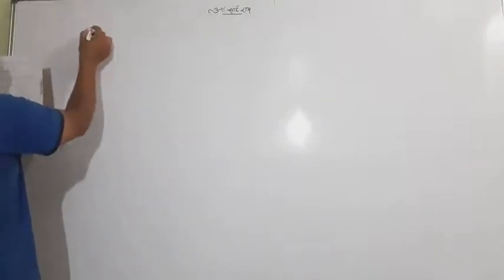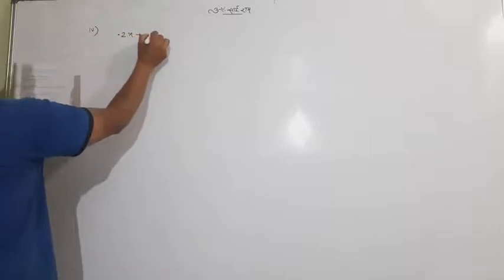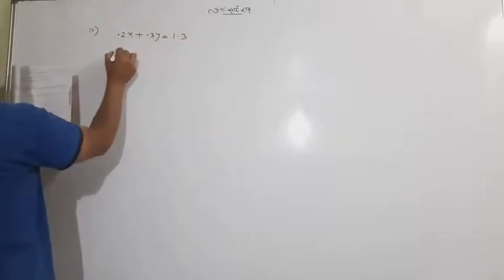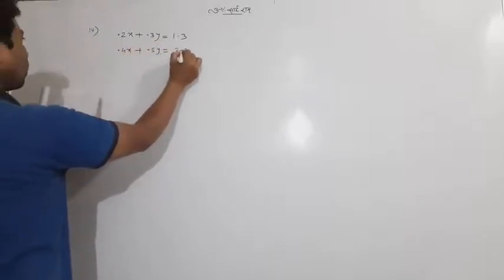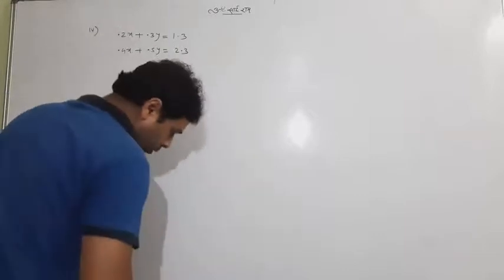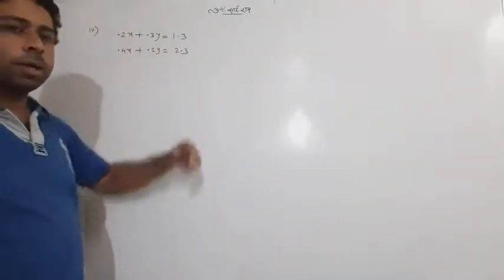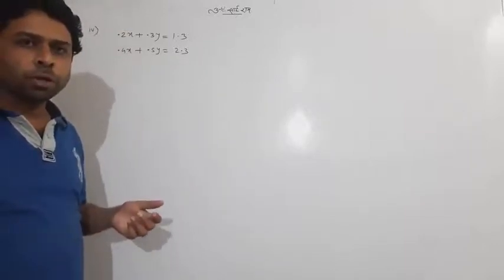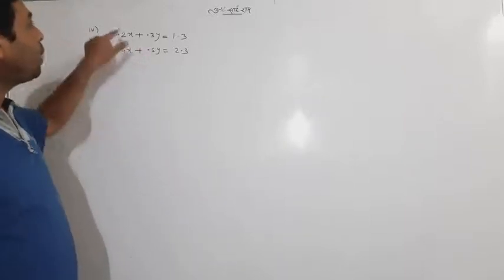Suppose you have question number 4: 0.2x plus 0.3y is equal to 1.3, 0.4x plus 0.5y is equal to 2.3. I have to tell you here that both equations look like decimals, and that's why students feel it is tough. So first, it's your duty to remove the decimal sign. So how can we remove the decimal sign?